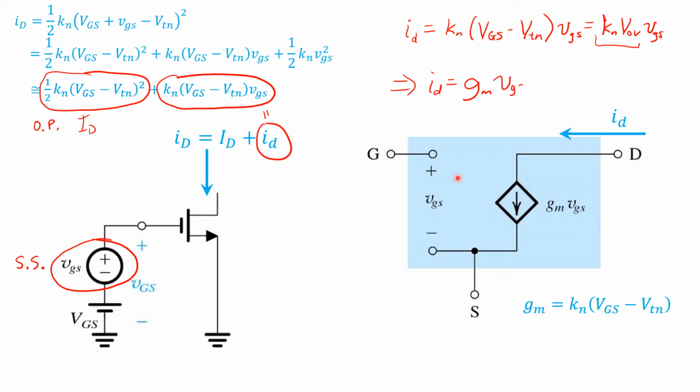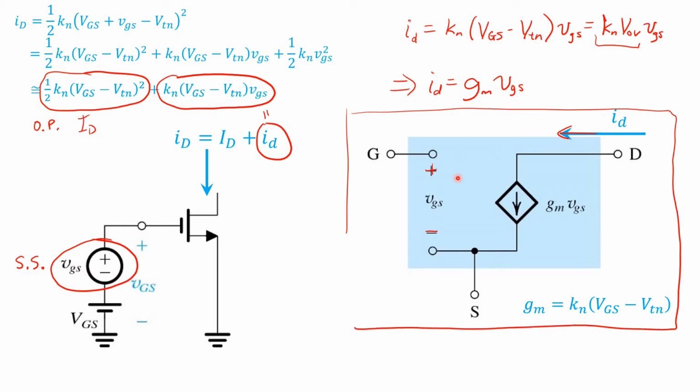G is the letter we usually use for conductance. The lowercase g indicates that this is a small signal conductance, and the m indicates that it's a mutual conductance because it relates the voltage over here to the current flowing over here in the drain. So this schematic here captures the relationships between the small signal quantities vgs and id pictorially or schematically.